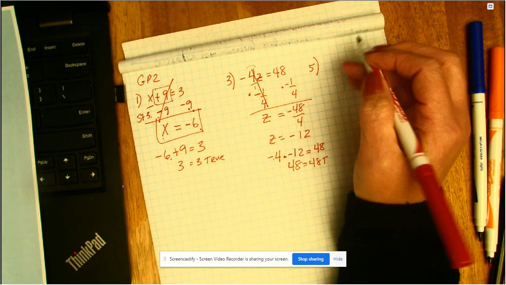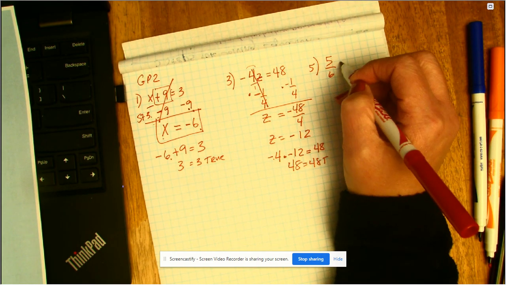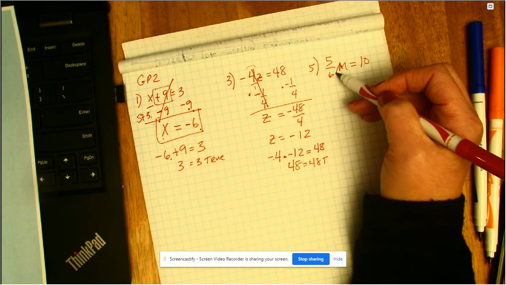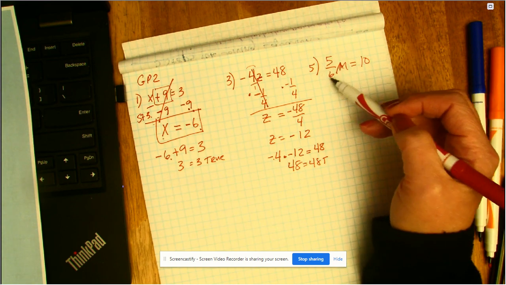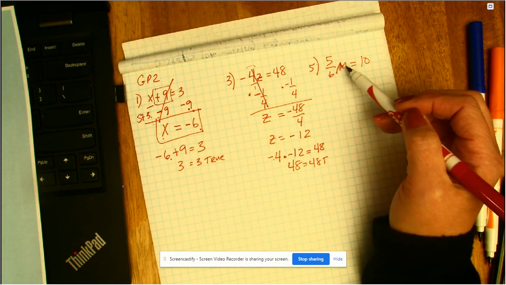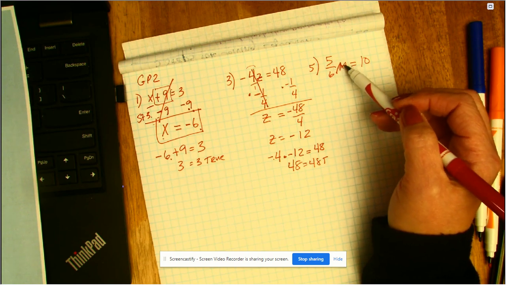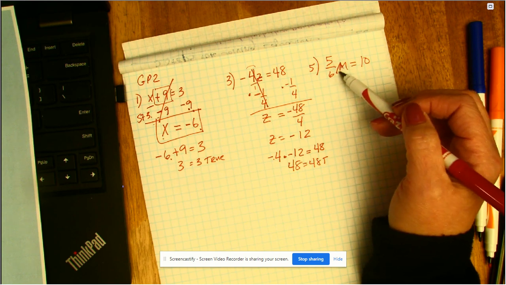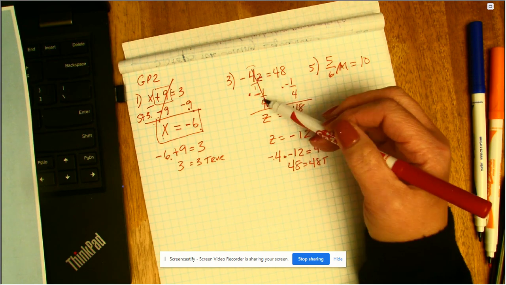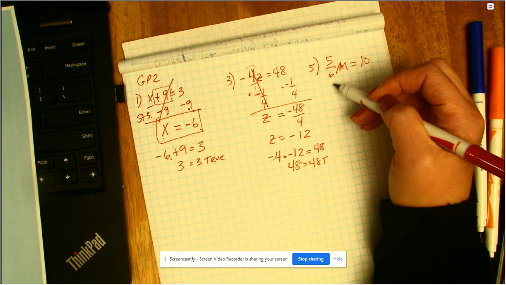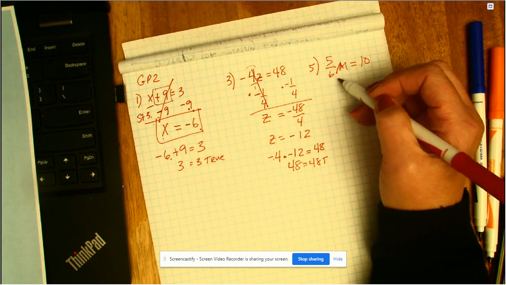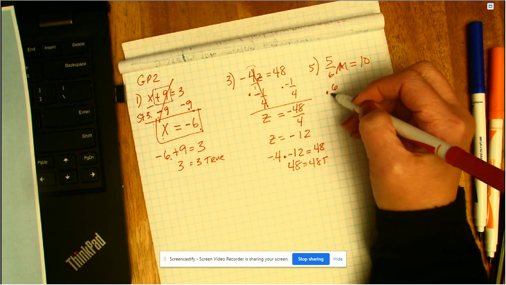Number 5. 5 over 6m equals 10. So again, if I want to get rid of this, there's two ways I can approach it. I can approach it as m is being multiplied by 5 and divided by 6. M is being multiplied by 5 and multiplied by 1/6, or m is being multiplied by 5/6. So just like here, I use that multiplicative inverse. I'm going to do the same thing and find the reciprocal of 5/6, which would be 6 over 5.